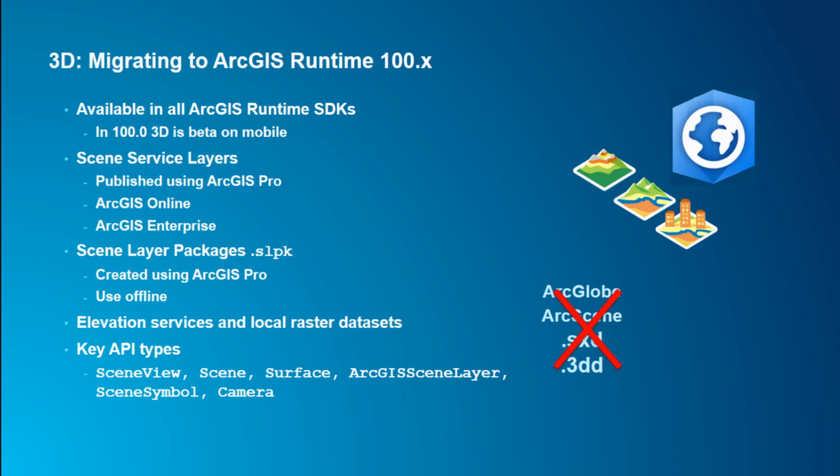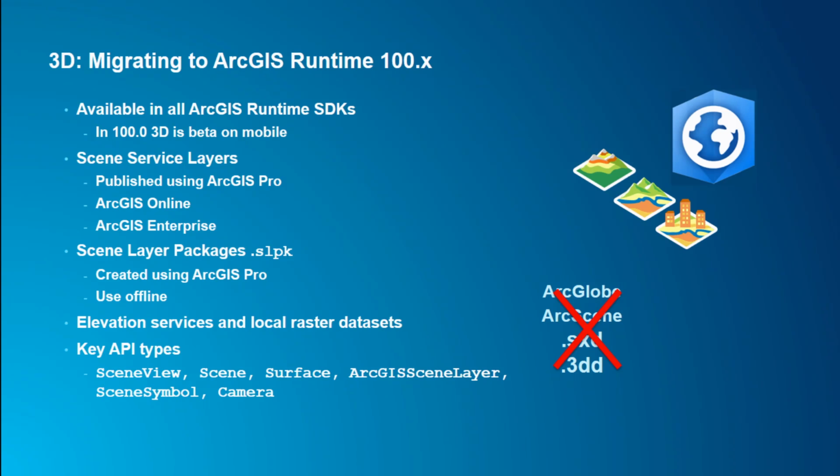So in comparison then, when migrating to ArcGIS Runtime 100, well, 3D is available in all of the ArcGIS Runtime SDKs. In the 100 release from November, it's 3D as beta on mobile devices, and we're looking to stabilize that and release that fully in the upcoming update. We support scene service layers, so there's online connected scene services, published using ArcGIS Pro, available with ArcGIS Online and ArcGIS Enterprise. We also support scene layer packages, so effectively the offline equivalent of that scene layer service. Again, created using ArcGIS Pro, and you can use them disconnected from the network.